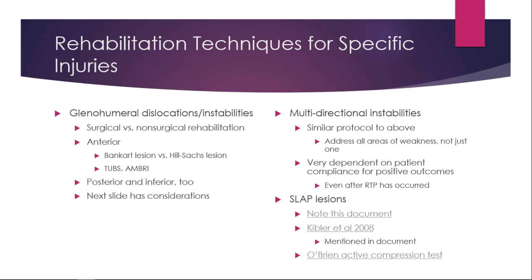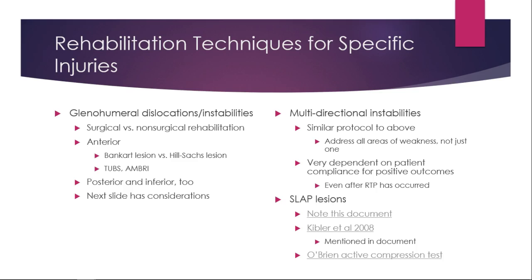Glenohumeral instabilities and dislocations are next. When thinking about the glenohumeral joint, there are 3 directions that the humeral head can possibly go due to bony anatomy. The most common direction for a dislocation by far is anteriorly. Posterior and inferior dislocations account for around 5 to 7% of all shoulder dislocations, with inferior being rarer of the two.